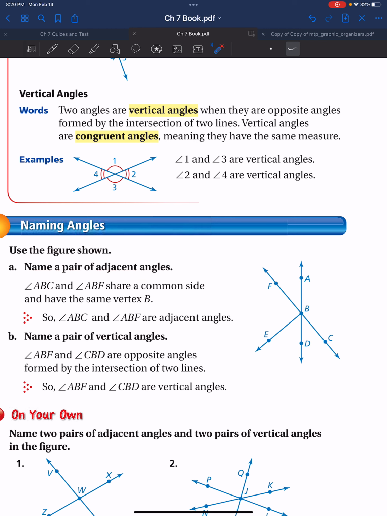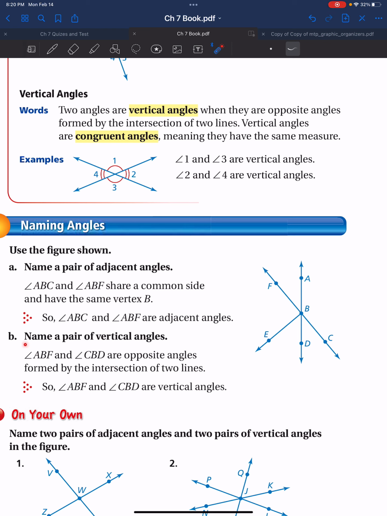So the example they gave us said angle ABC. So this angle right there shares a common side with ABF right there. They also share the same vertex, B, which is perfect, right? So you could say ABC and ABF are vertical angles. What side do they share? Yep, they share that side right there. So those would be vertical.